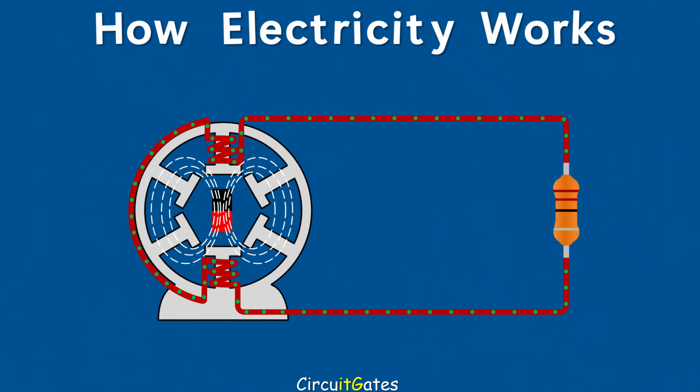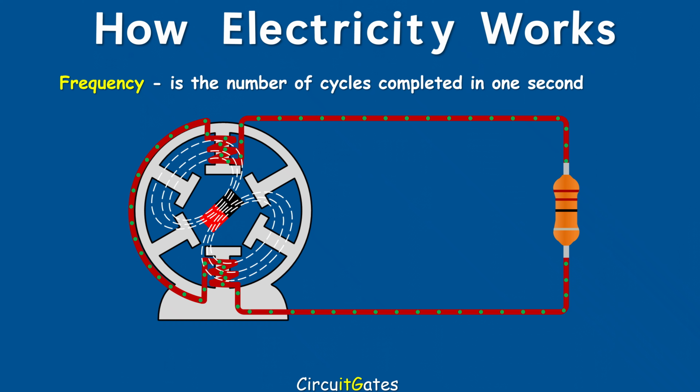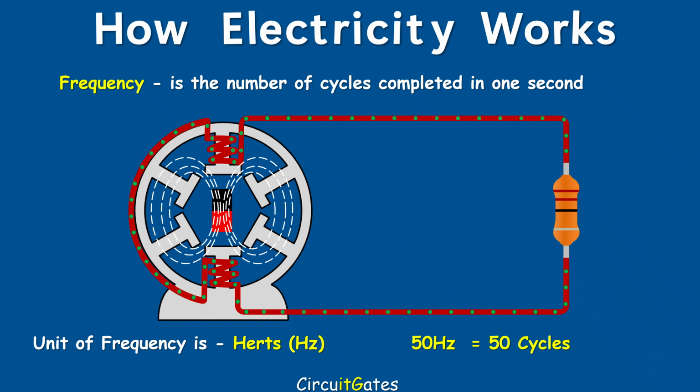Alternating current electricity works at a certain frequency. Frequency is the number of cycles completed in 1 second. A cycle is when the magnetic field rotates back to its initial position. Frequency is measured in Hz, for example 50 Hz. This means that the magnetic field rotates 50 times in every second. Most countries use 50 Hz while others use 60 Hz.